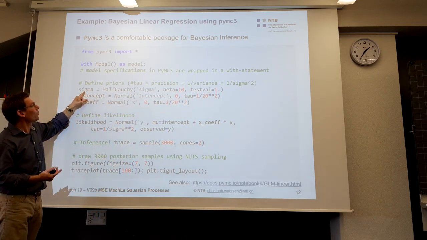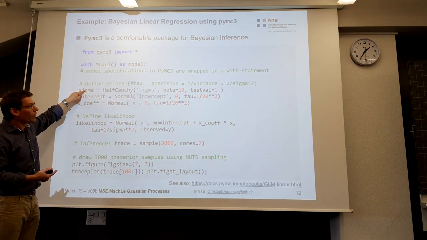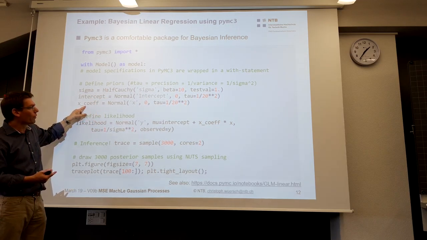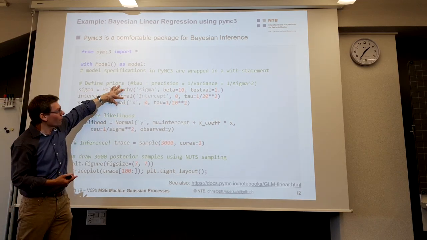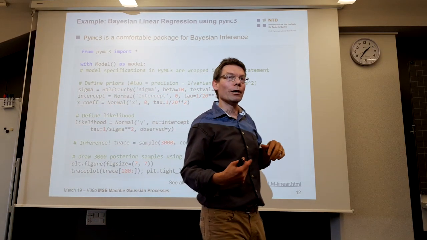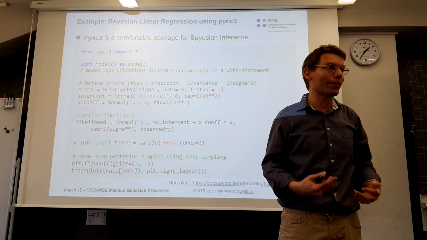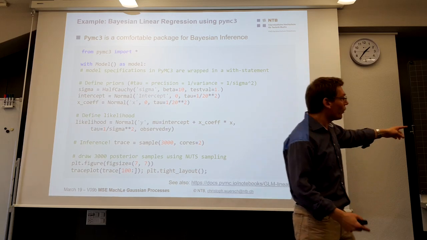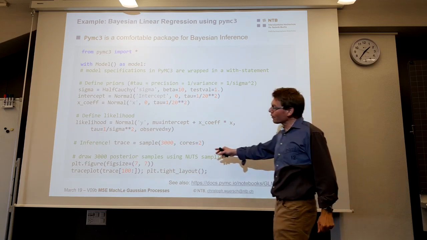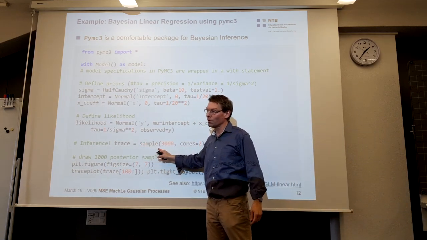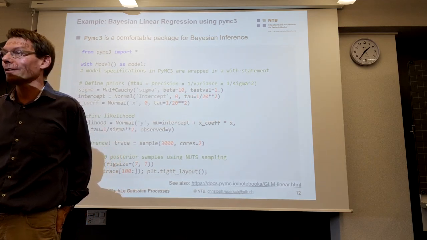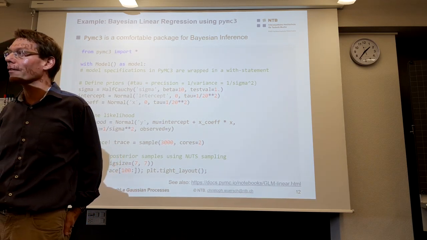And the same you can do for the sigma itself. Here it's a half Cauchy distribution. And the slope is again a normal distribution. You see here, we now put in not parameters that we want to estimate, but full distributions in our linear curve. And then we can calculate, using this simple command, sample, which starts a lot of things, the posterior distribution and the distribution of all of these parameters now.